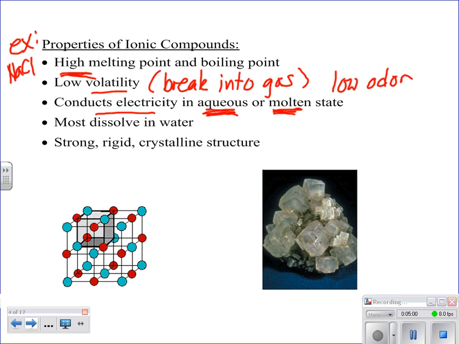Which takes us to the next thing, that most of them do dissolve in water. And again, if you think about the common example that you guys know, sodium chloride, then that might be easier to remember, that sodium chloride does dissolve in water really well. And then, again, overall, we're talking about real strong, rigid crystalline structures. So we would expect a lot of ionic compounds to exist as solids at room temperature.